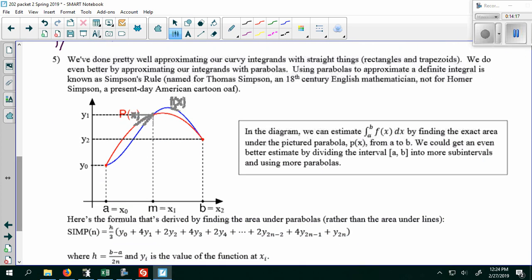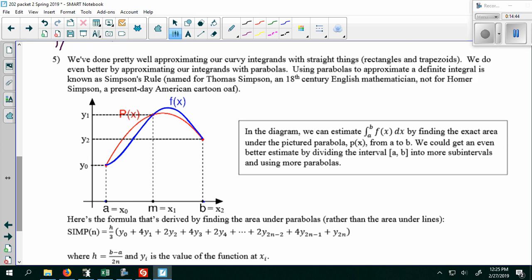Okay, we've done pretty well approximating curvy integrands with straight things, rectangles and trapezoids. We could do even better if we approximate our integrands with parabolas. So using a parabola to approximate a definite integral is known as Simpson's rule. So for example, I have this curvy function f of x from the interval from a to b.